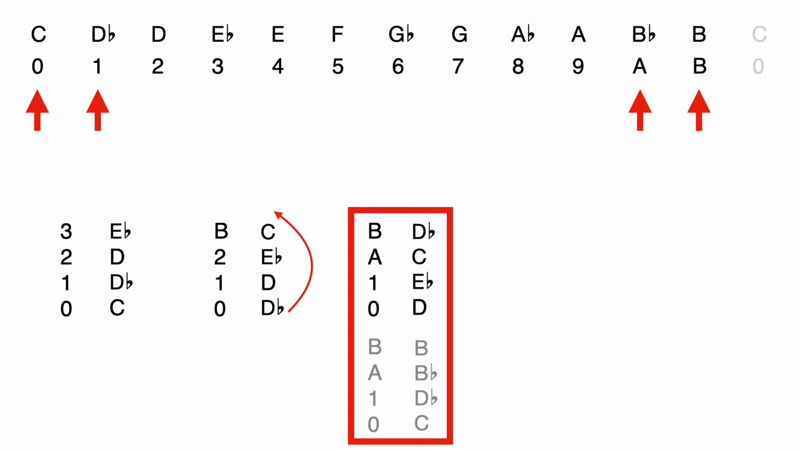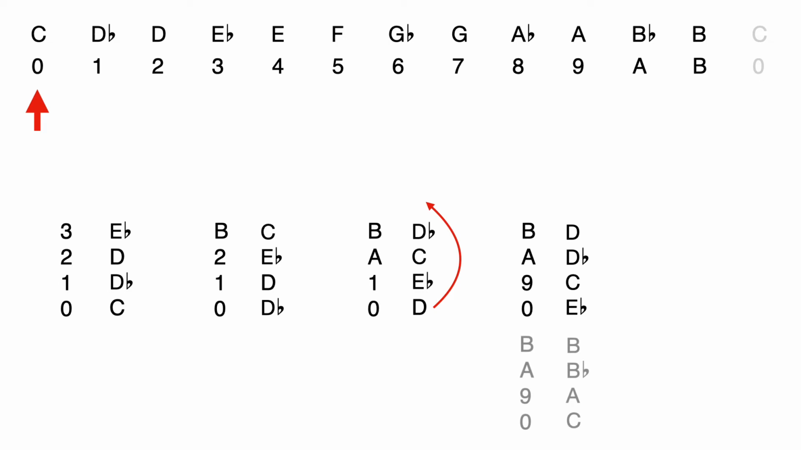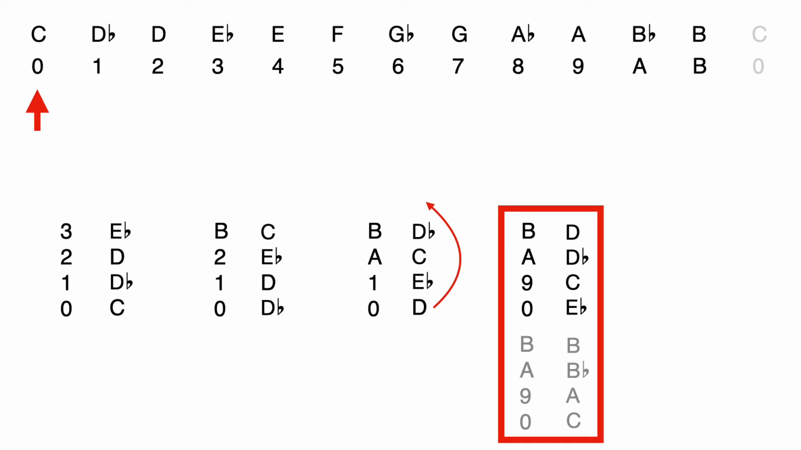Doing this process again, we now have E flat, C, D flat, and D, or 0, 9, A, and B. And again, we can look at 0 from C, see that's the same structure, just transposed.